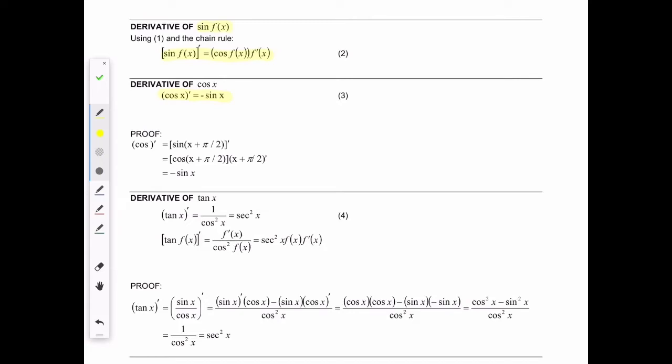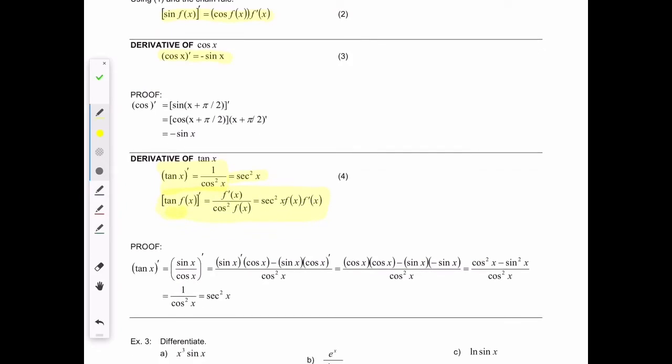And then we have derivative of tan. So derivative of tan is basically this part right here, all right? But we know that 1 over cos squared of x is really the secant squared of x. And the same premise goes for the function. When we have actually a function inside the bracket, we have to take derivative of the function as well. And again, there's a proof for you to look over at your leisure.